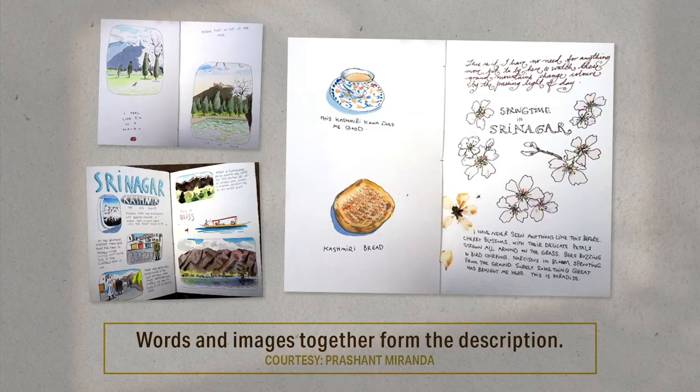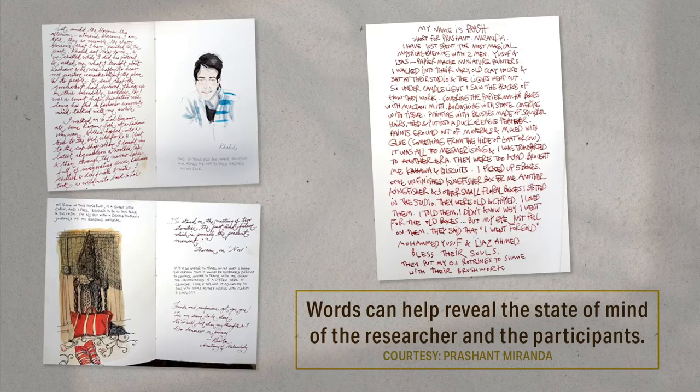In this work, just like in Photowalas, images are juxtaposed against each other to suggest meaning. And words are juxtaposed against images to convey the many layers of the artist's experience. You can see some more of Prashant's sketchbook in this link.